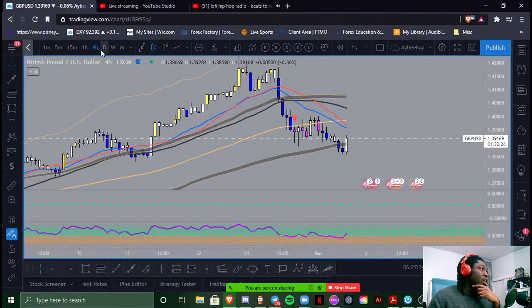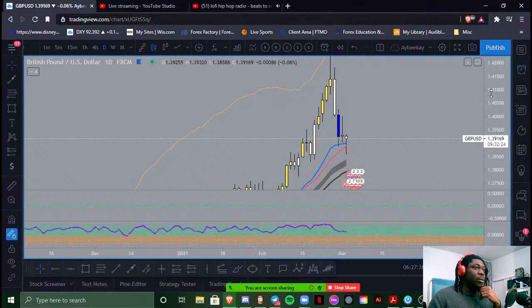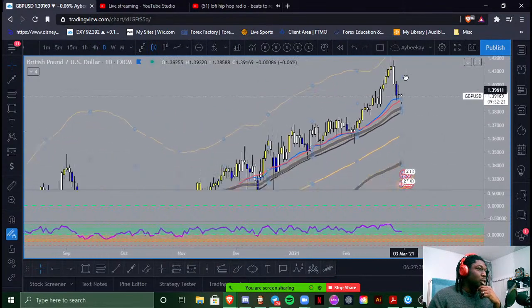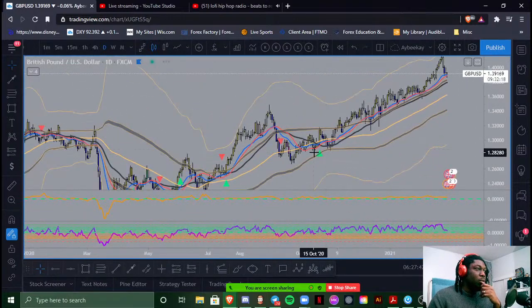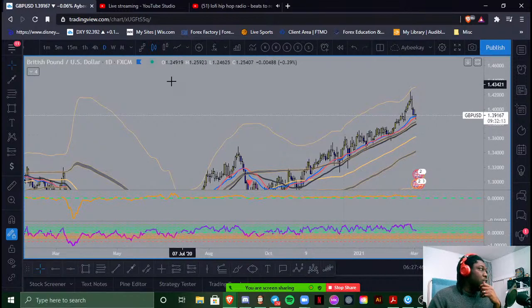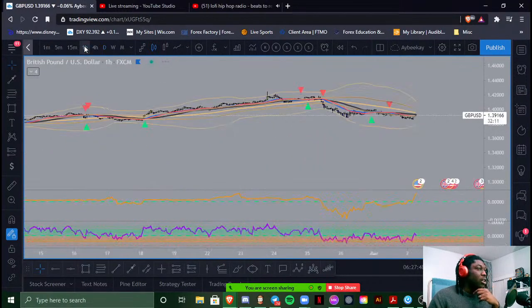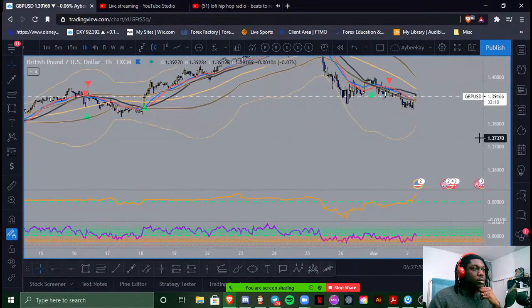4-hour time frame is bearish. Daily time frame isn't though. Daily time frame has been bullish for quite some time now, since the 21st of October. So I'm really not trying to go against the trend at all. So we'll see what happens.